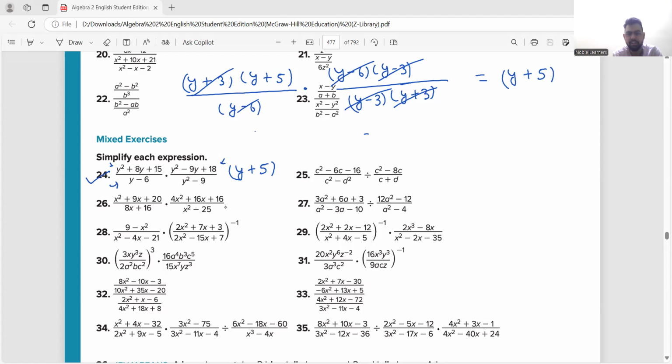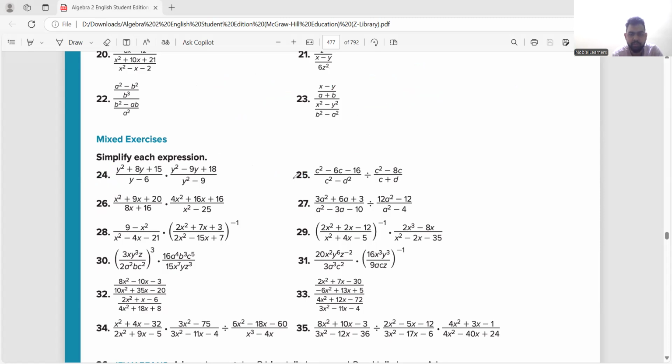Is there any doubt? No. Try question number 25. I'm deleting this one, okay? Then I will tell you how to do addition and subtraction, which is a bit tough. Try this one, please. So this is division. At the end, the division will change into multiplication. This will just flip, reciprocate. Yeah, correct. But first of all, let us find the factoring of everything.